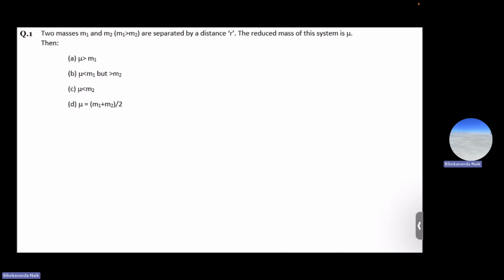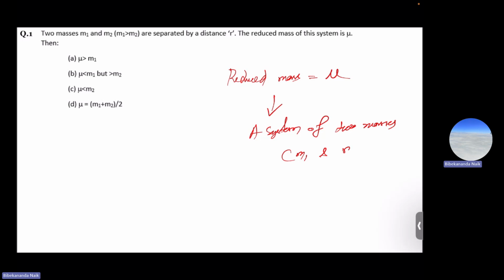So again this is related to the concept of reduced mass. The reduced mass is given by mu, and this is a system of two masses m1 and m2. So now we need to find out whether mu will be less than m1 and greater than m2, or greater than m1, or less than m2. So I'll give you a few minutes and then we'll discuss what will be the correct option.